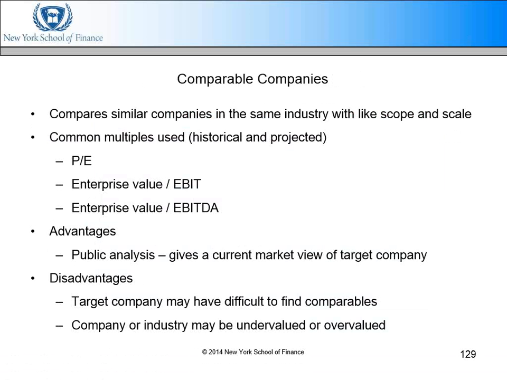So applying those to the three major methods, the first method we're going to look at and analyze is comparable companies. The comparable company analysis compares companies that are similar to the one that you're valuing, similar in size, in product, in scale, and in geography.